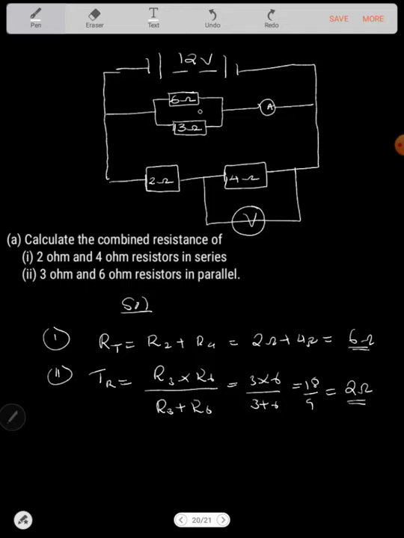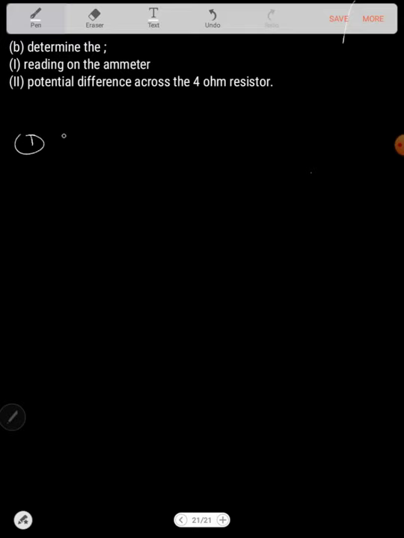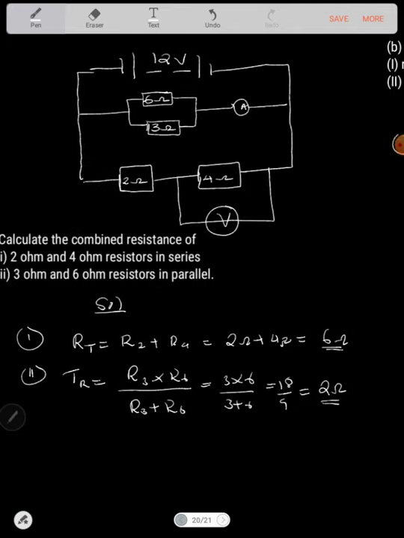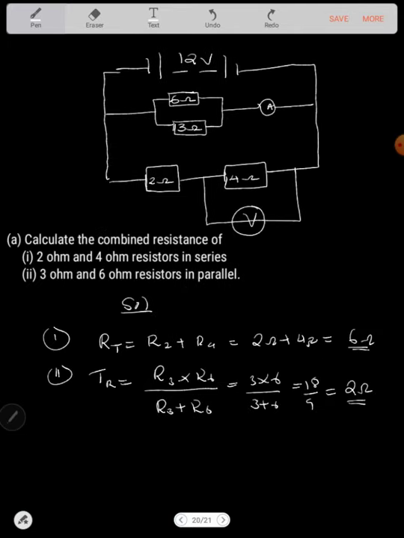Now we found the total resistance here. First, before we even go anywhere, let's find the total current in the circuit. Total current in the circuit will be equal to total voltage over total resistance. Total voltage is 12 volts. Total resistance, remember we have 6 and 2, so that gives us 8 ohms. And this will give us 1.5 amperes. So this is the current flowing in the total circuit, the whole thing.